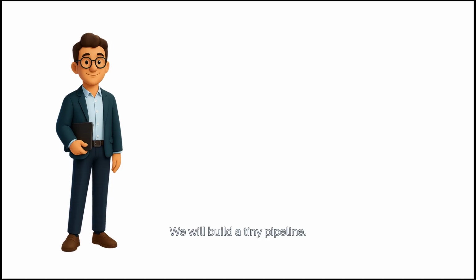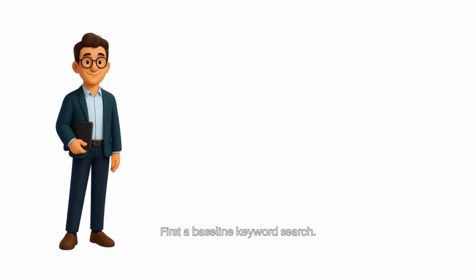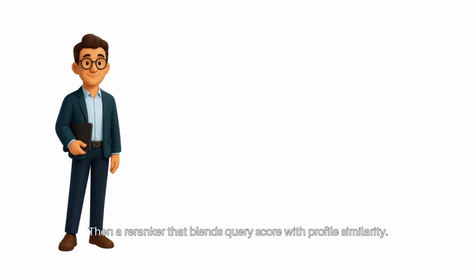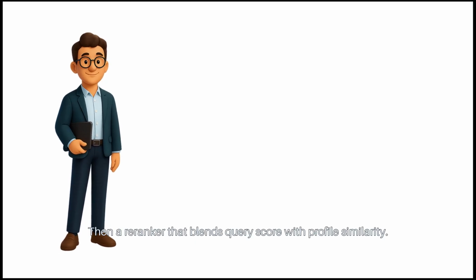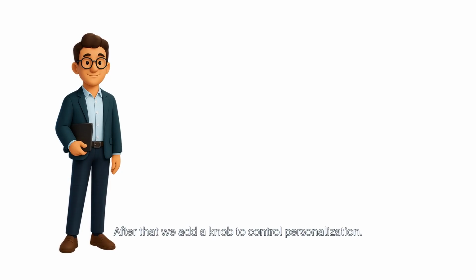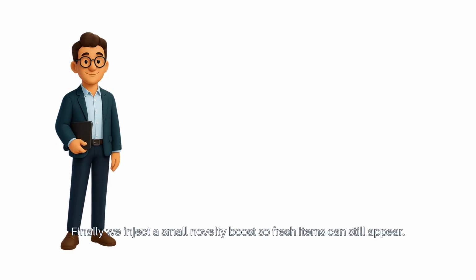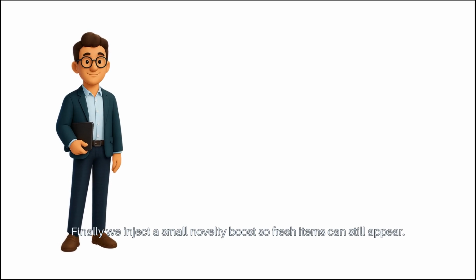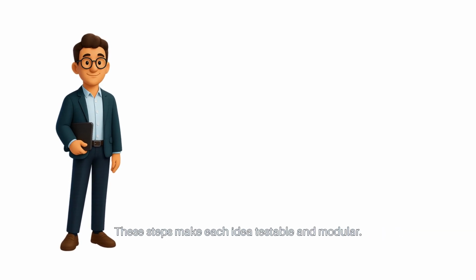We will build a tiny pipeline. First, a baseline keyword search. Then a simple profile created from clicks. Then a reranker that blends query score with profile similarity. After that, we add a knob to control personalization. Finally, we inject a small novelty boost so fresh items can still appear. These steps make each idea testable and modular.